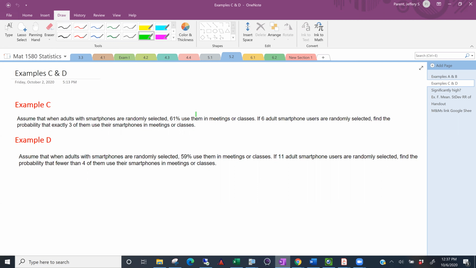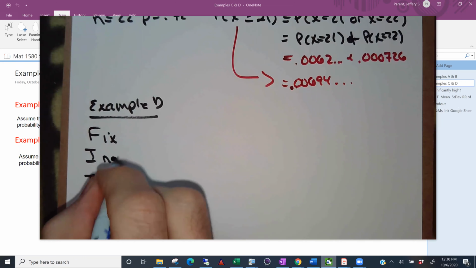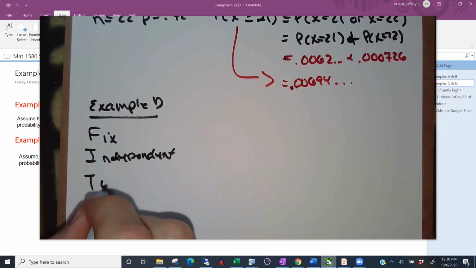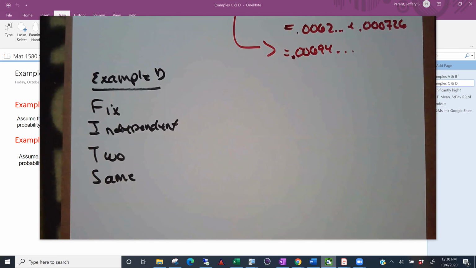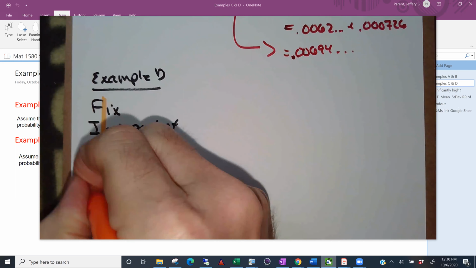So what's the acronym that I'm going to use to check things here? Does anyone recall what that acronym was? Fits. Thank you. So I want to check that it has a fixed number of trials, that they're independent, that I have two possible outcomes, and that the probability of success stays the same throughout the trial. So let's make sure that it fits.